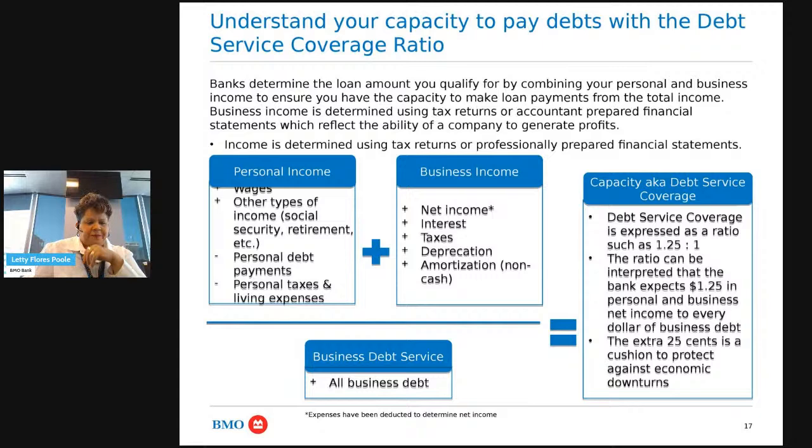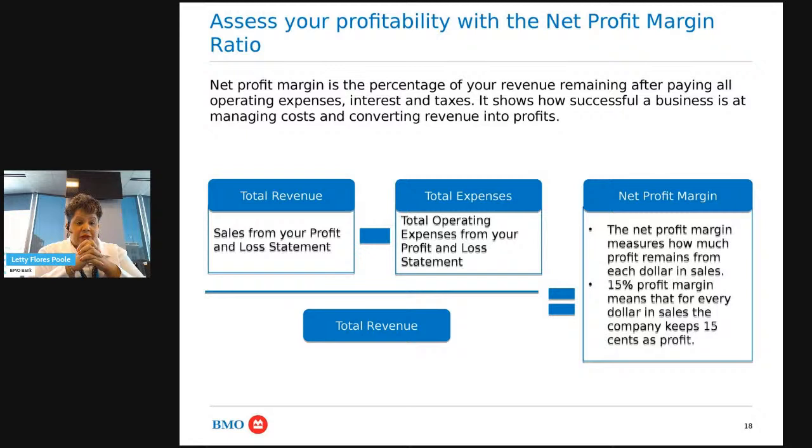So we'll go into the next set of ratios. Assess your profitability with your net profit margin ratio. What does this mean? How am I going to assess my profitability and what's my net profit margin? Net profit margin is the percentage of your revenue remaining after you pay all your operating expenses, interest, and taxes. It shows how successful a business is at managing costs and converting revenue into profits.